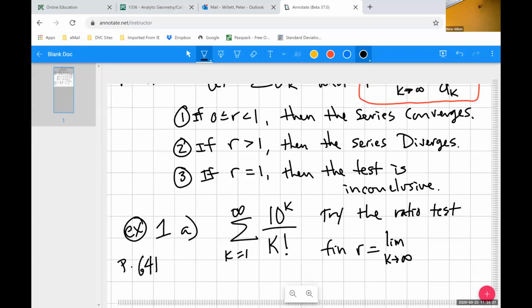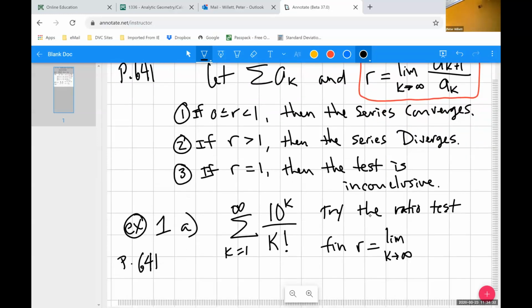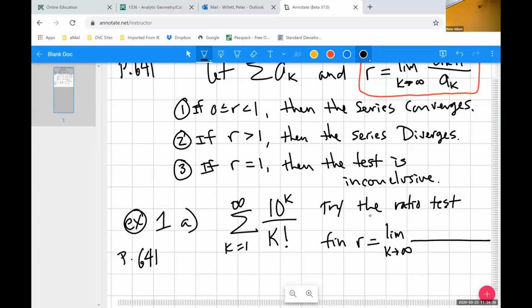And so what are we supposed to do? The k plus 1th term over the kth term. So you're going to make a fraction in which in the top of the fraction, you use the formula, but you put in k plus 1 instead of k. So this would be 10 to the k plus 1 divided by k plus 1 factorial. Then you divide that by a sub k itself, which is just the exact same formula, 10 to the k divided by k factorial.